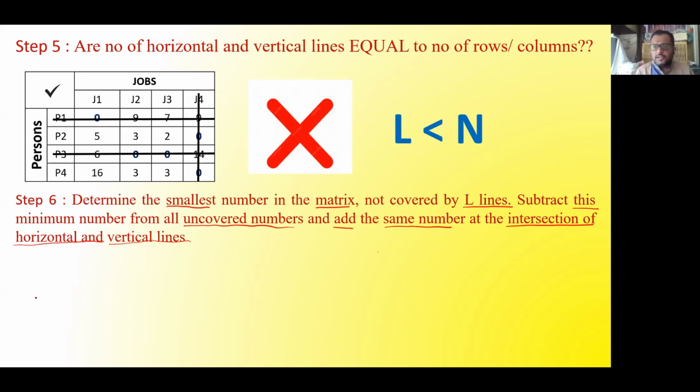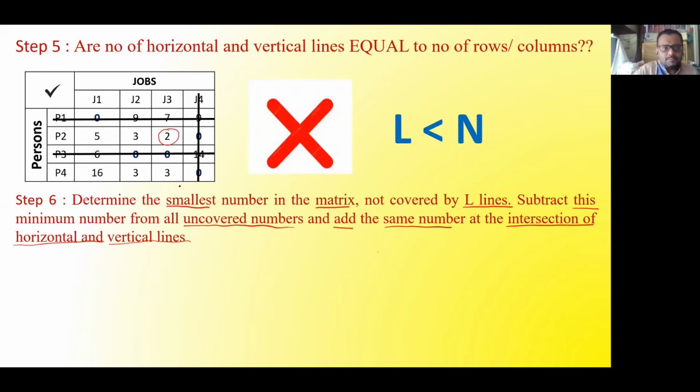So we don't have to do it like this because it is against the assumption of assignment. So what we need to do is select the next minimum number, the next minimum person who can do this job at the least cost. So I can see from those who are not assigned, that is 5, 3, 2, 16, 3 and 3, the minimum number is 2. So I have selected this minimum number.